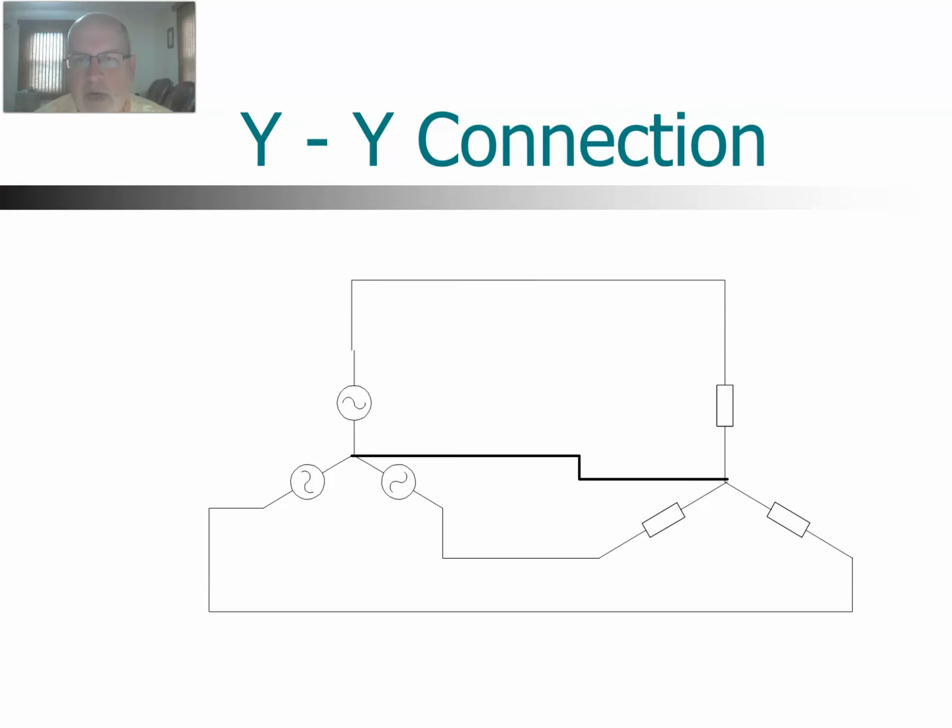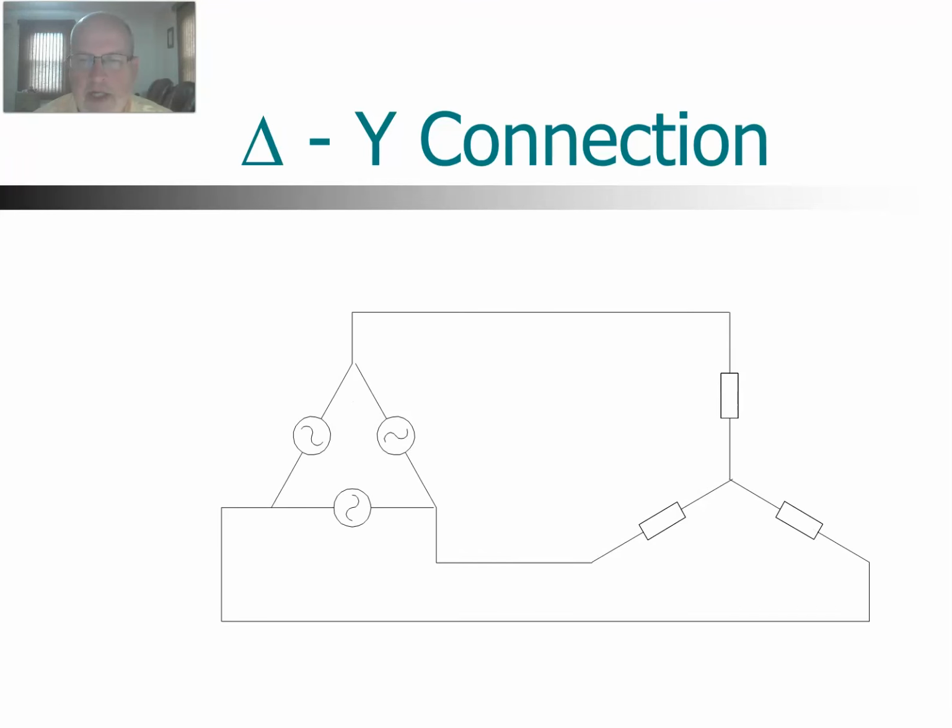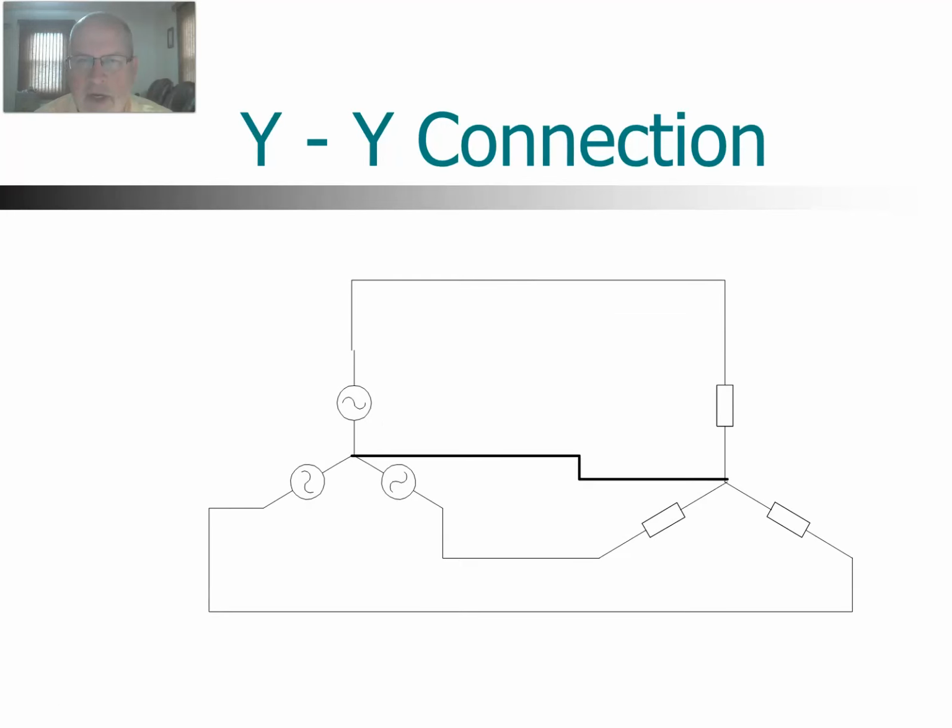Notice with the Y-Y connection, we can actually connect the neutrals together, which would be the common point of the generators and the common point on the loads. In the other three configurations, it is not possible to actually have a neutral going from the generator to the load. You can see that in the delta Y and so forth. So Y-Y is the only time when you have a direct connection between the generators and the load in terms of neutral.